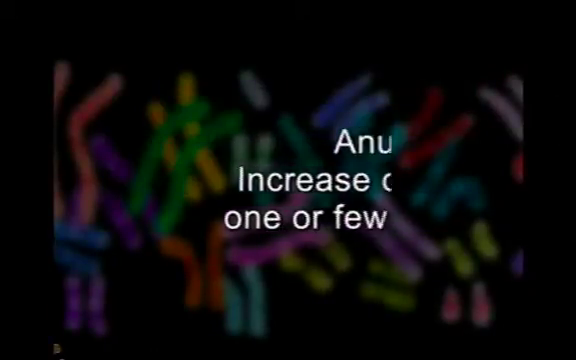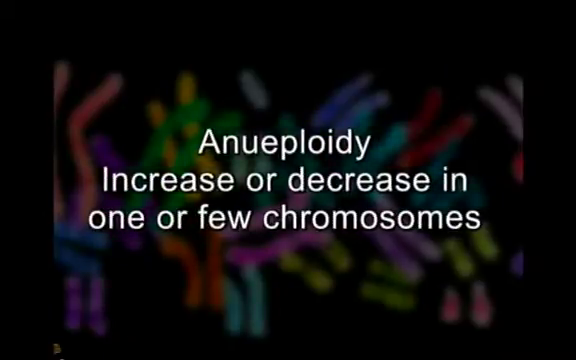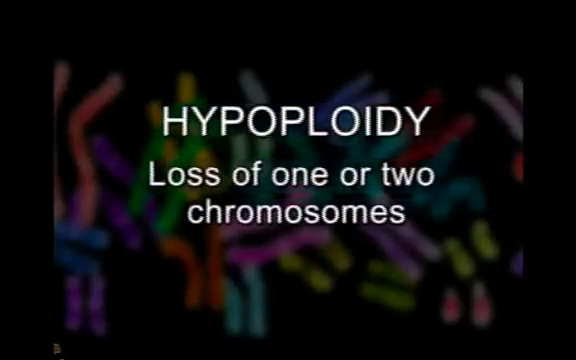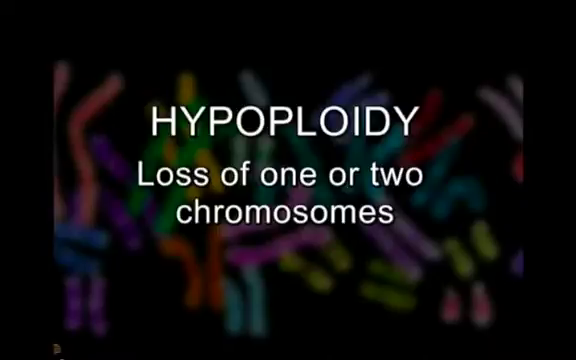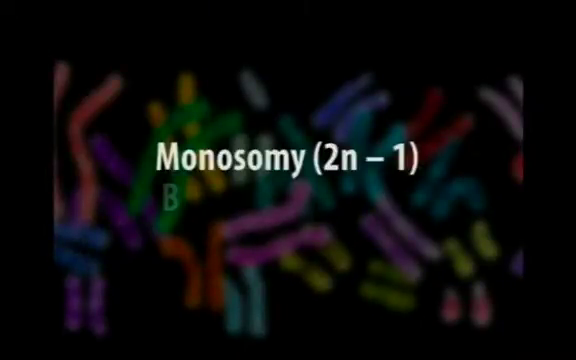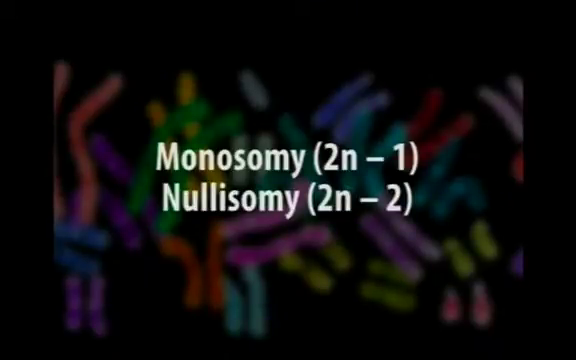Aneuploidy is a condition where there is an increase or decrease of one or a few chromosomes from the basic somatic chromosome number. This aneuploidy is of two types. Hypoploidy, meaning loss of one or two chromosomes. This hypoploidy is further of two types: monosomy, which means the loss of a single chromosome from the somatic chromosome number, designated by 2n-1, or nullisomy, designated by 2n-2, that is, loss of two chromosomes.